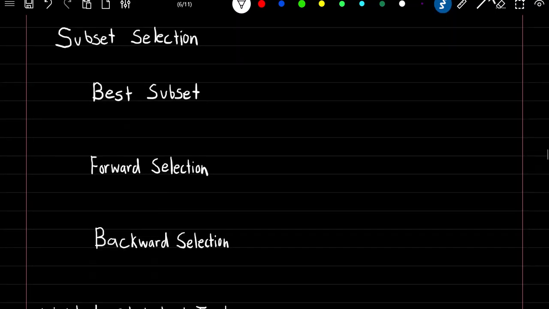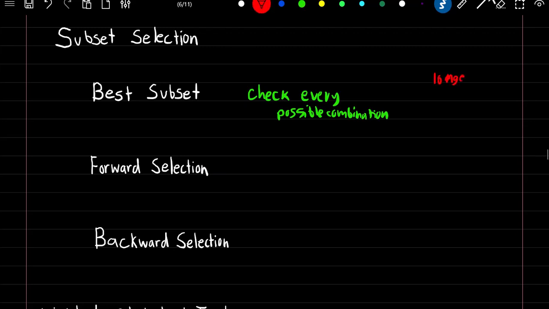Subset selection. Subset selection allows us to start narrowing our predictor space. The first one is best subset. Best subset is going to check every possible combination. But with that, it has the longest runtime and can't be used when p is greater than 30, or even more than 30 predictors.